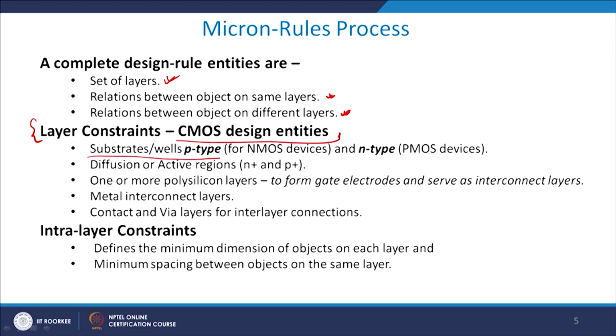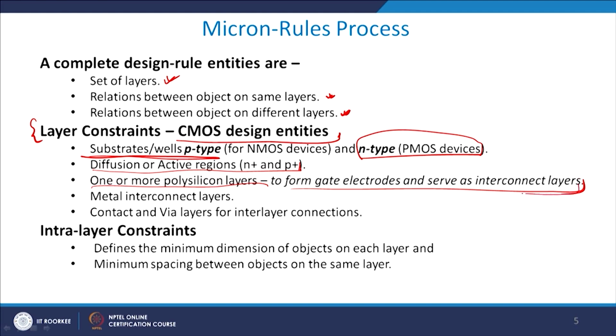The substrates are P well or P type, and N type. For a PMOS device, if you remember, the substrate has to be N type, and for an NMOS device the substrate should be P type. The second layer is the diffusion or active layer, N plus or P plus, by which you actually make the source and drain regions. Then one or more polysilicon layers form the gate electrode and serve as an interconnect layer. This is for the gate electrode, whereas this is for the metal interconnect layer. Interconnect basically means there are 2 layers of metal. One is the metal layer itself, which connects the contact with the external world, and you have an interconnect layer which connects the external world with the peripheral devices.